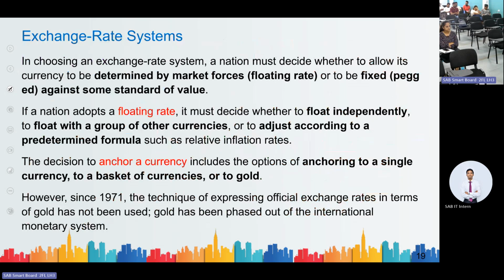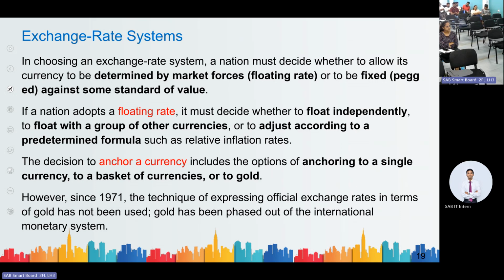Exchange rate systems. There are two main types of exchange rate systems. There are some other systems as well. Basically, there are two. One is floating and one is fixed. In a floating exchange rate, we allow the market to determine the exchange rate. So market demand for foreign currency and market supply of foreign currency will determine the market equilibrium exchange rate.